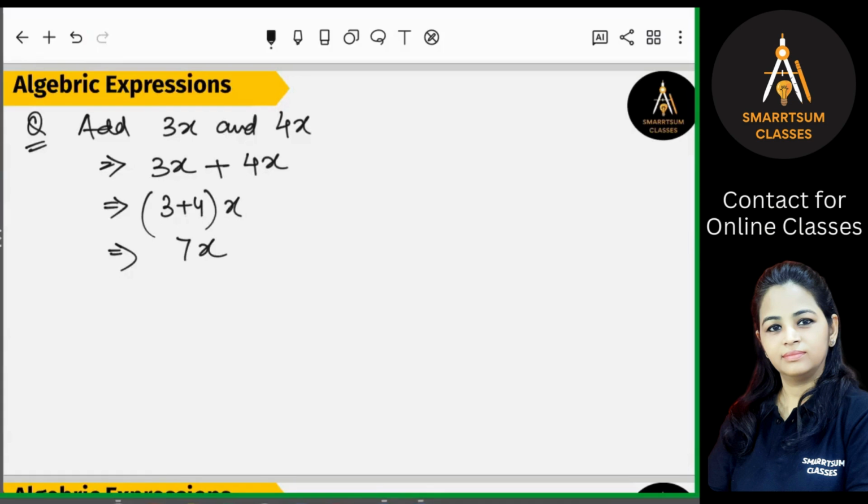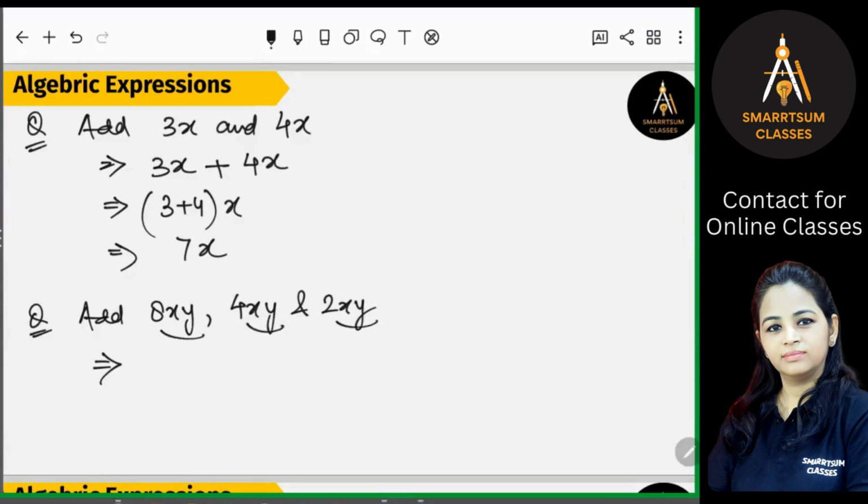Okay. Similarly, suppose we have to add 8xy, 4xy, and 2xy, right? Okay. So we will first check, are they like terms? Yes, they are, because all have the same literal factors, right? So the literal factors are the same.